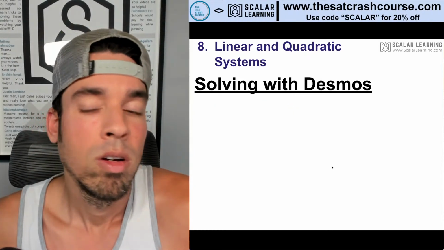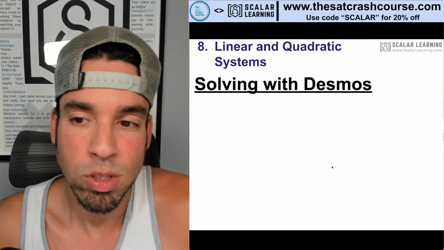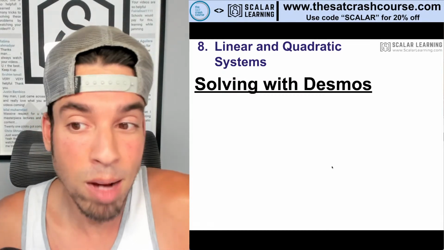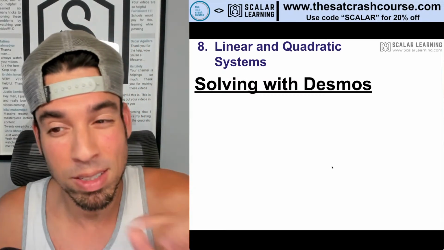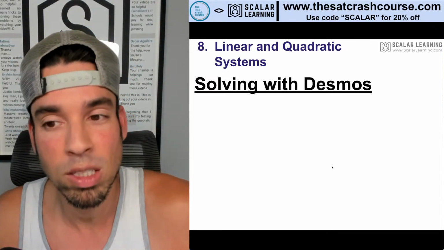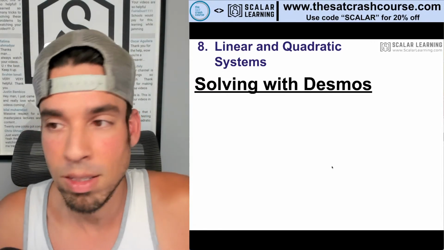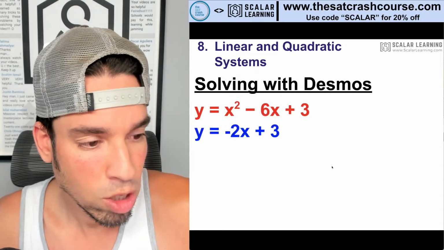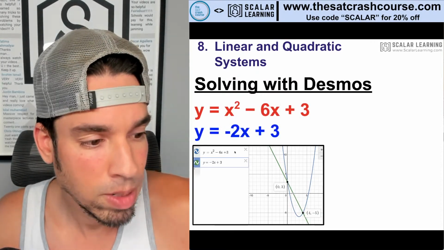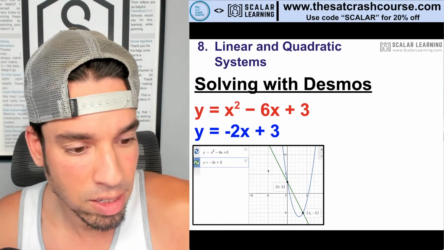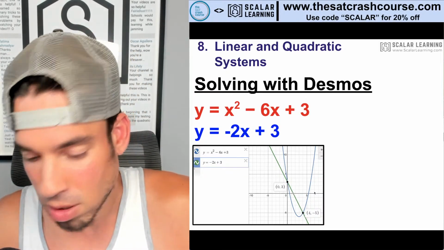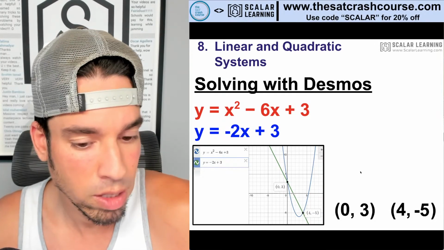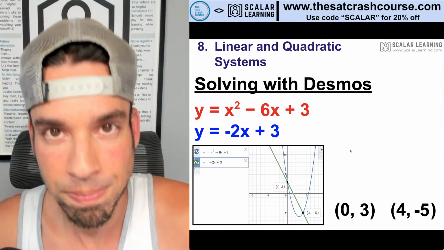What about solving with Desmos? Well, this is pretty straightforward. And this is a really, really great option. Sometimes the algebraic way might be a touch faster. You don't have to type it in. It's kind of up to you and your style and what you figure out with practice. But Desmos is pretty slick. Watch this. Boom. Write them into Desmos, literally as is, and see the intersection points. Look at my solutions. 0, 3 right there. 4, negative 5 right there. That's how you do it. Done.